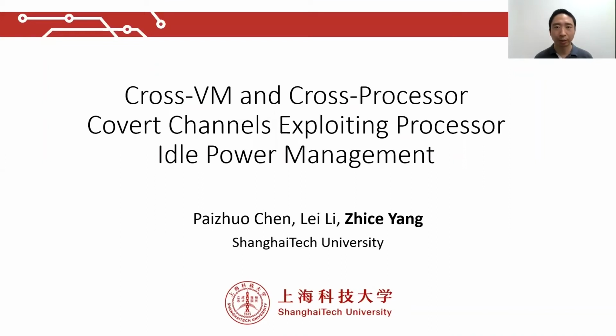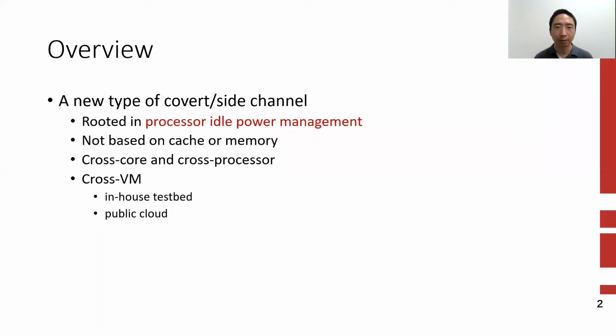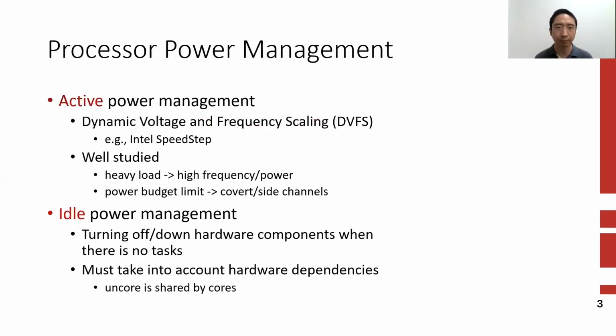In this talk, I will report a new type of covert and side channel. This channel makes use of the processor idle power management mechanism. It is not based on cache or memory. It works across cores and processors of the same physical machine. At the same time, it can bypass VM isolation. We verified this channel with an in-house testbed and a dedicated host in the public cloud.